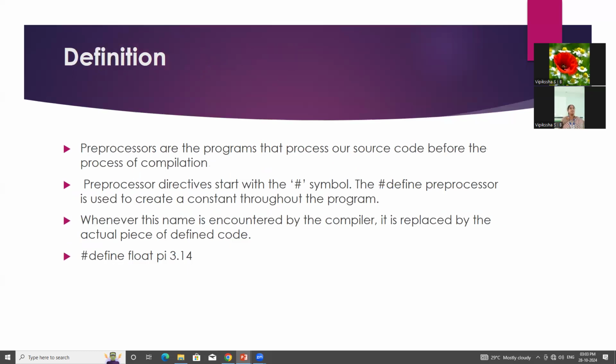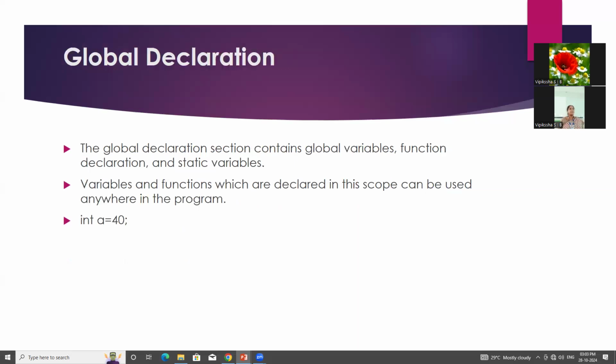Next one is definition section. Preprocessors are generally declared in this section. Preprocessor programs process our source code before the process of compilation. It usually starts with the hash symbol. And whenever it is encountered by the compiler, it is replaced by the actual piece of defined code. For example, we will define as #define pi 3.14. So whenever the program sees the name pi, in that place 3.14 will be replaced.